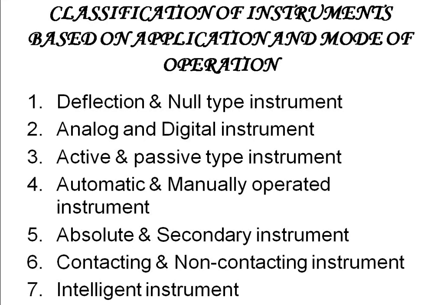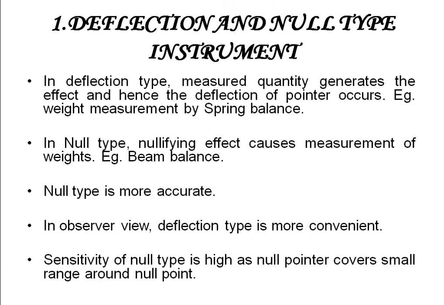The 7 different categories are deflection and null type instruments, analog and digital instruments, active and passive type instruments, automatic and manually operated instruments, absolute and secondary instruments, contacting and non-contacting instruments, and the last one is the intelligent instruments. So let us look into each one in detail.